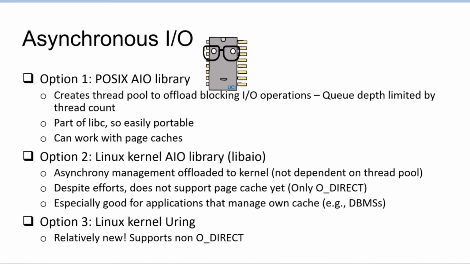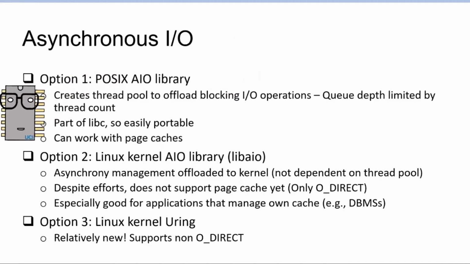The first option is using the POSIX AIO library. I alluded to this in one of the previous slides, and this is a user space library that you can just import like you would import pthreads. I won't go into too much detail about this because details are abundantly available at other places like Stack Overflow. I just want to touch on as many points as possible in this lecture.